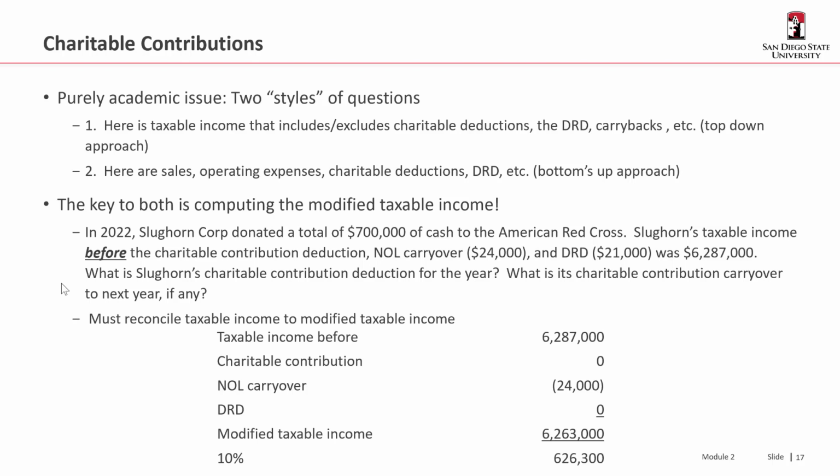6,287,000. The carryover is deductible. Remember, it was carryback that is a reconciling item. So we get the carryover. The DRD we ignore. And of course, the charitable contribution we ignore. So that gives us modified taxable income of $6,263,000 times 10%, $626,300, and so we would have a limitation. Our $700,000 of cash donations would be limited to $626,300.